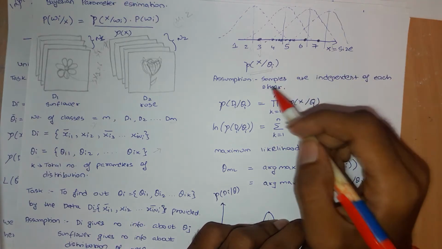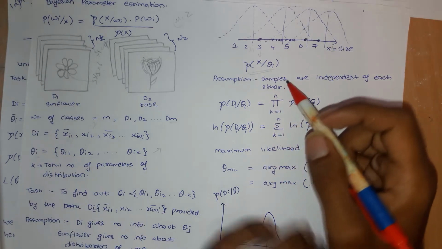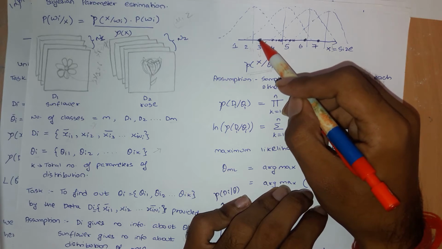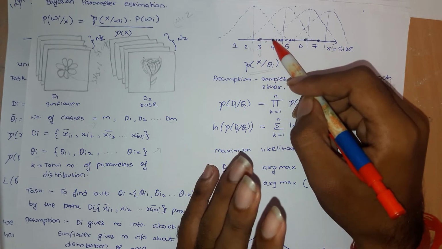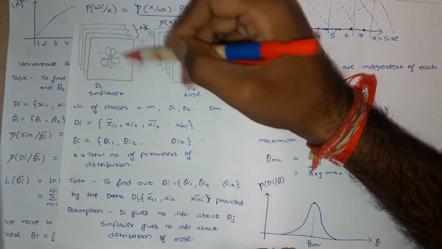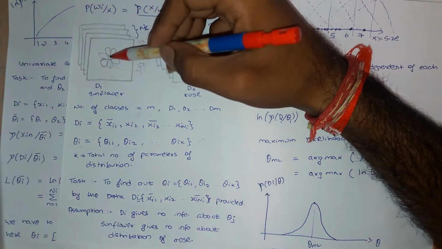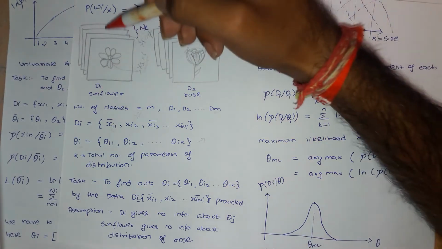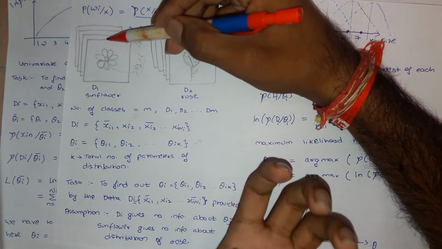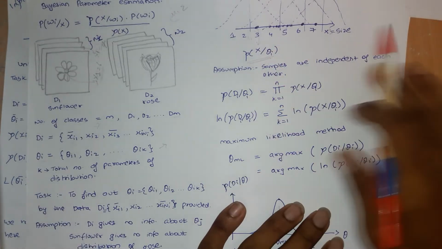There is another assumption that we are making: that samples are independent of each other. That means this sample is 3, and it does not give you any information that another sample will become 4. If I got x equal to 6 for this image, I still have no information about the value of x in my next image. So both of these are independent. I cannot predict anything about the next image from the information of this image. This is also an assumption that we are making.